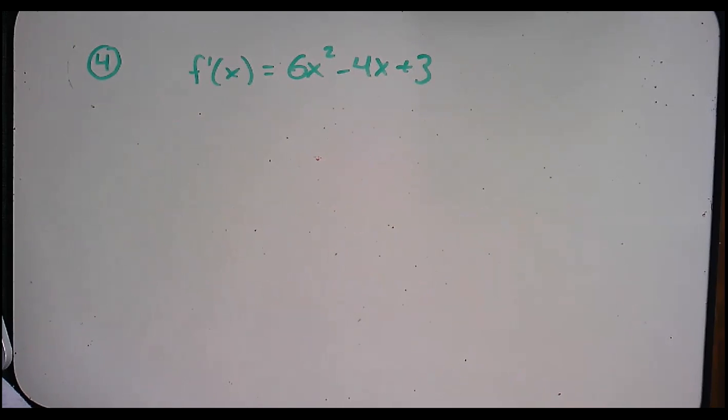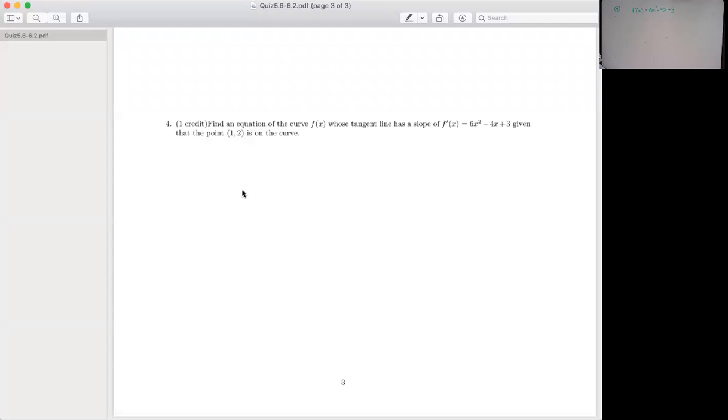Okay, last problem on this quiz here. Again, let's look back on what the problem was originally written as. So here, find an equation of the curve f of x whose tangent line has slope of f prime of x equals 6x squared minus 4x plus 3, given that the point 1, 2 is on the curve. All right, so if we just sort of summarize what information has been given to us in the problem, just like problem 3, they've given us the derivative of a function, and they've also told us one additional piece of information that we could call an initial value.